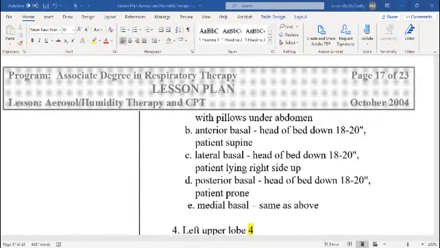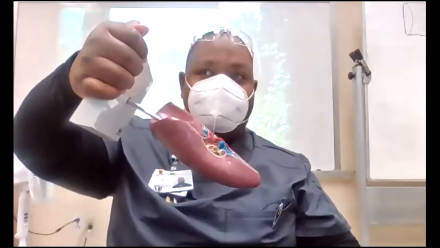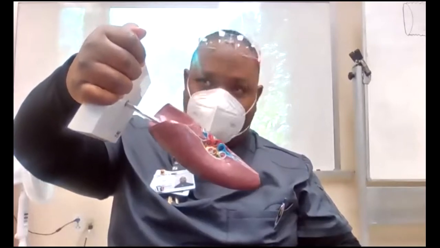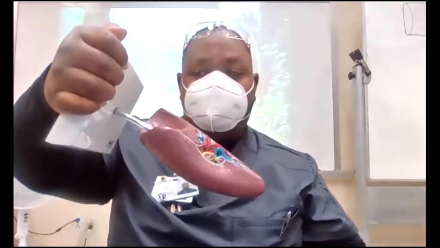Now, we're still in the right lower lobe. What about the anterior basal segment of the right lower lobe? Head of the bed down 18 to 20 inches, patient what? Supine, okay? Patient supine this time. Remember, this is the front, so now he's going to be supine, which is flat on his back. And the head of the bed, what? Down 18 inches, right? So he's Trendelenburg and supine this time. That's how you would drain that segment of the right lower lobe. Okay? Let's continue.